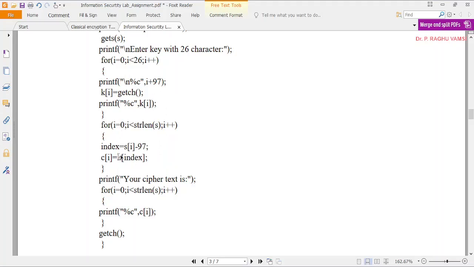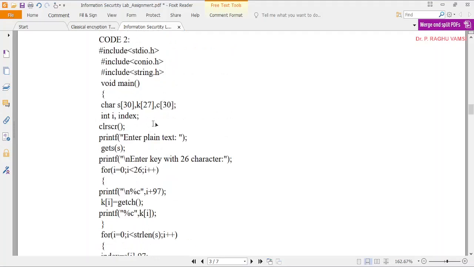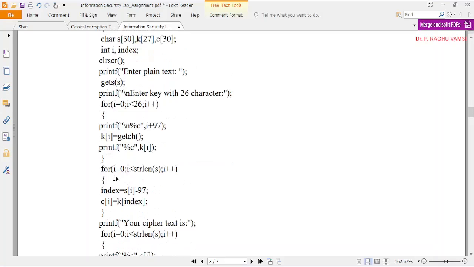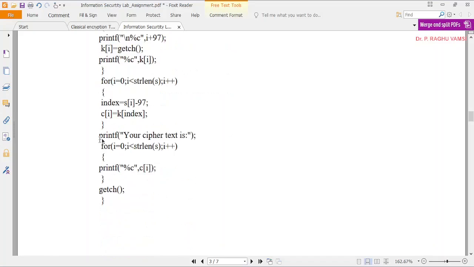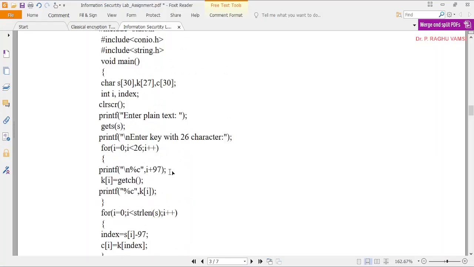So here an algorithm has been used with the help of the key. That means the key values will be compared with some mathematical formula as shown here, subtracted with 97, and whatever index you get from the key, that index value will be taken and placed in the ciphertext. So printf your ciphertext is, and for I is equal to 0, I less than string length of s, I plus plus, and the ciphertext will be placed onto the screen.